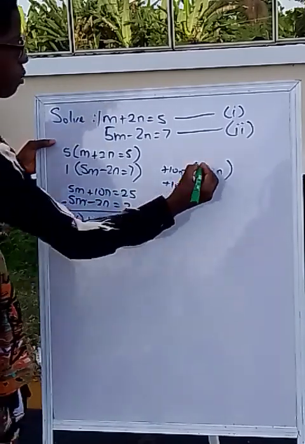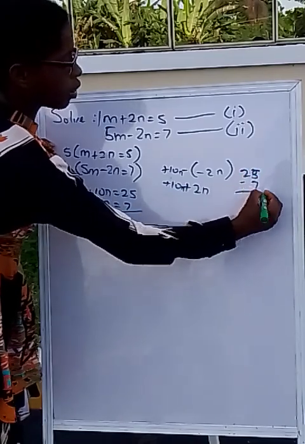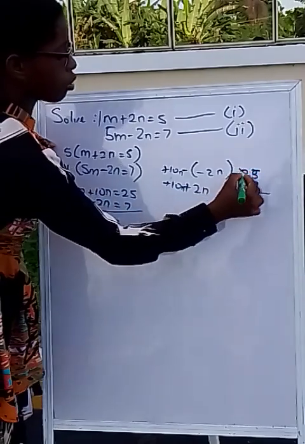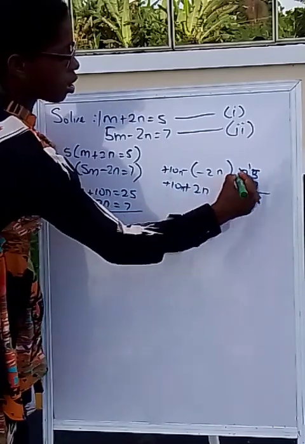25 minus 7. So 5 minus 7 is not possible. We take 1 from 2, remaining 1, put it here, making 15. 15 minus 7 is 8. Bring down 1. So we have 18.